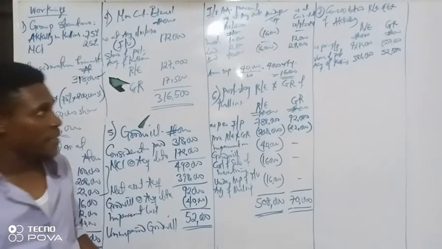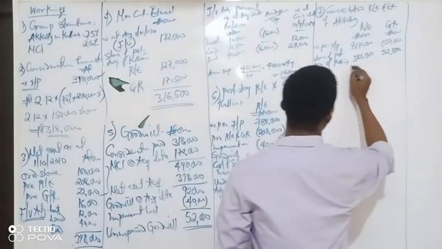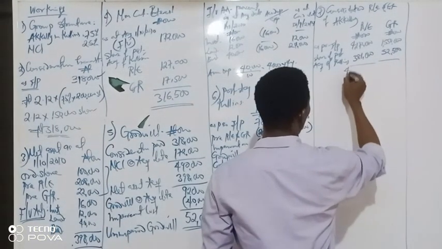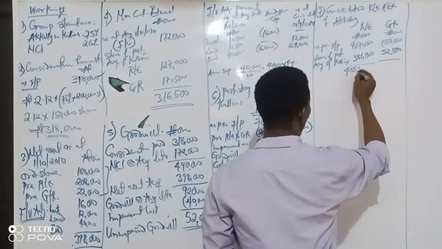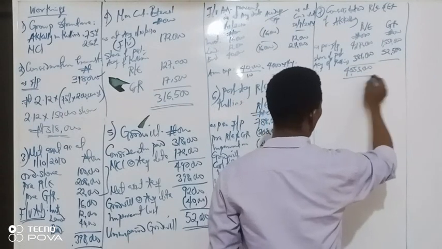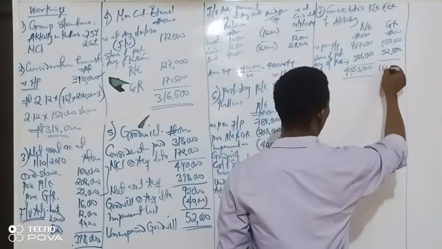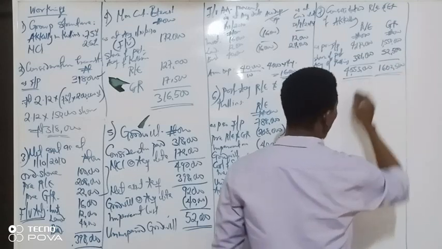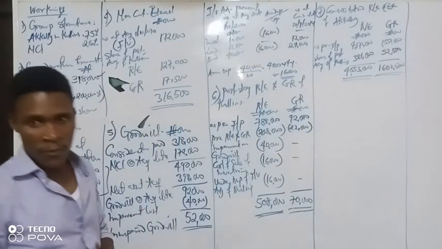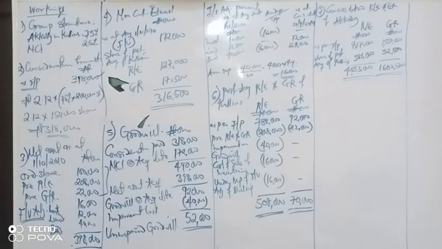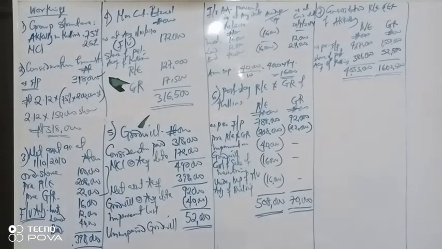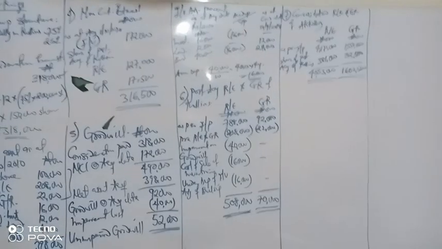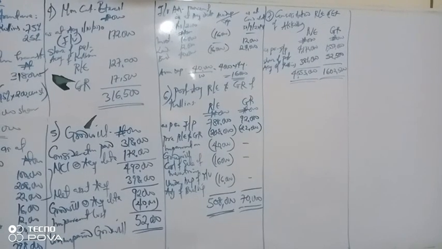In total, what do we have? 4,553,000 for retained earnings, and 1,602,500 for the general reserve. So have we done that? The next one is to go and consolidate. So let's make an attempt to consolidate now.